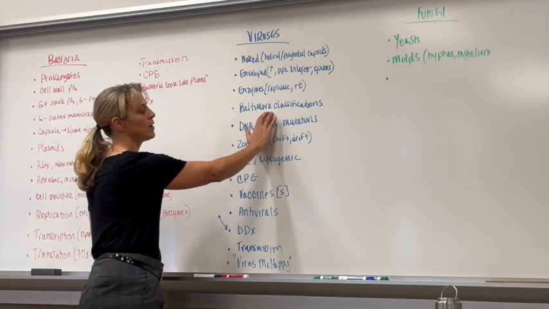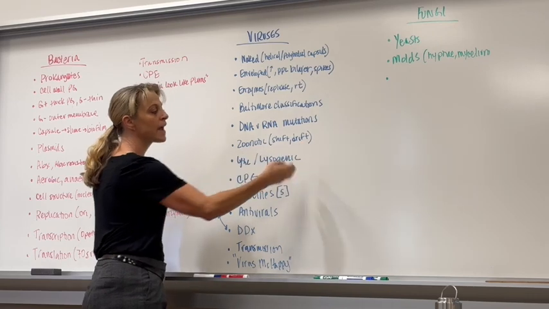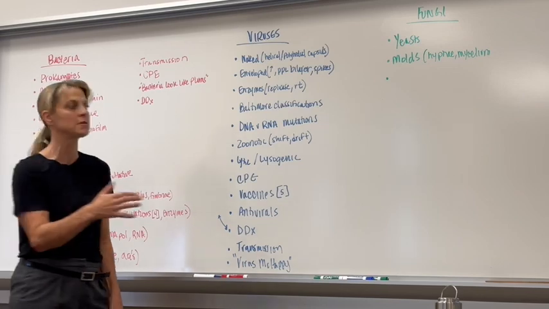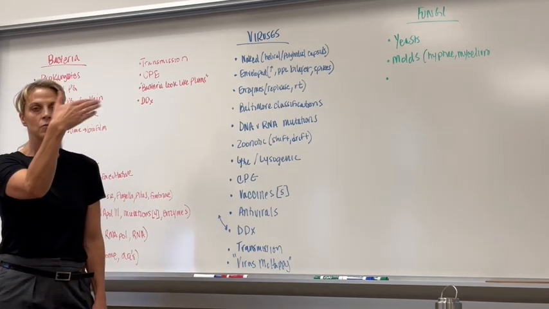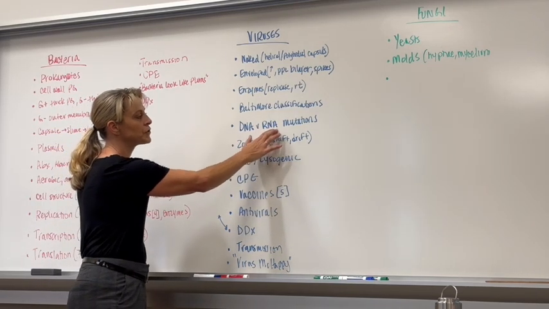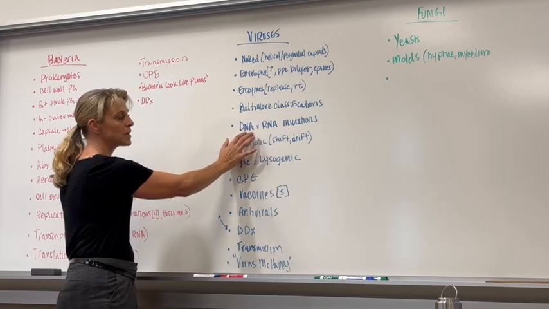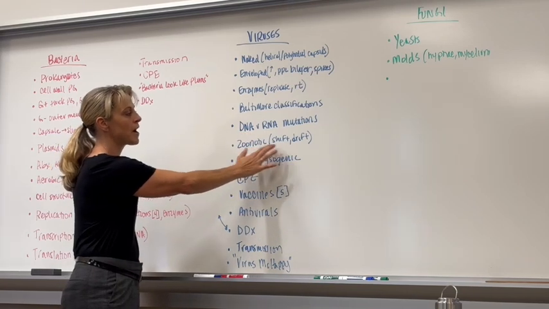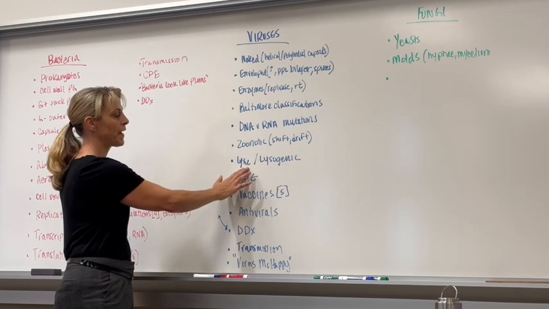Baltimore classifications, just knowing what that means, DNA versus RNA. Some of those questions were how one type of classification might get to the RNA so that our own ribosomes will replicate it. Just some of those questions I like to ask because it makes you really think about replication, transcription, translation. DNA versus RNA mutations. RNA viruses are more likely to mutate because they don't have the DNA proofreader. Zoonotic diseases, antigenic shift, drift, and what that means.